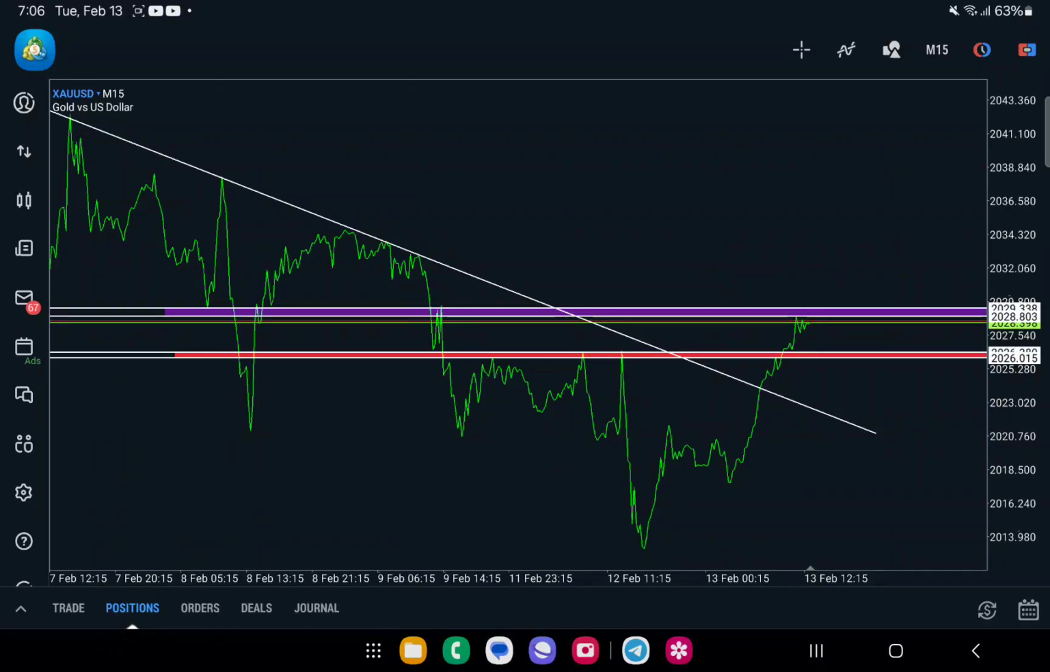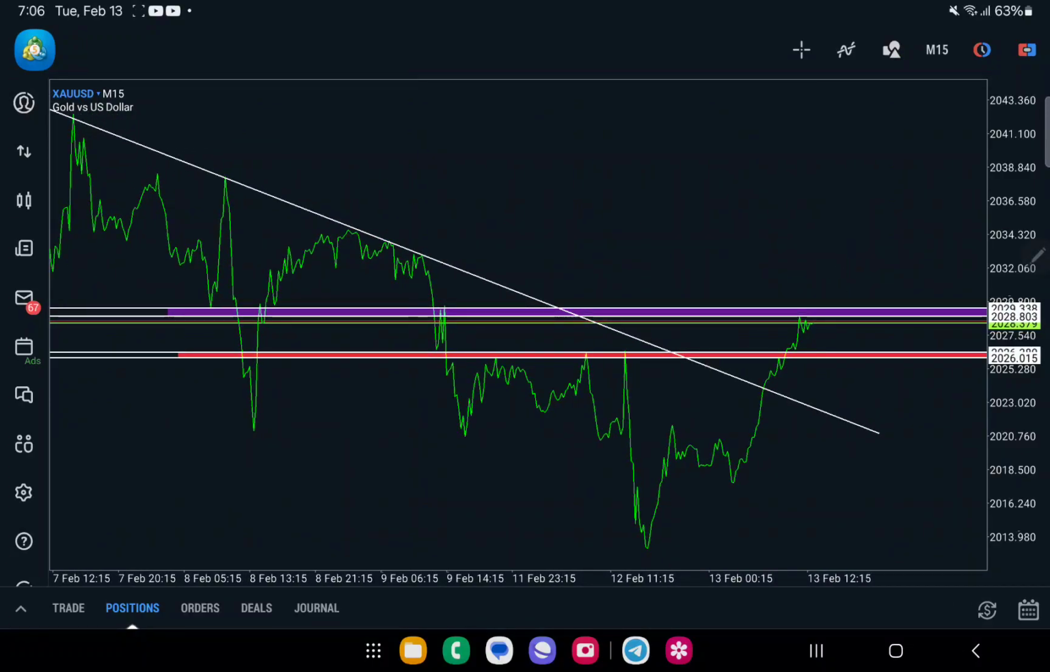So most of the news we trade buy stop and sell stop, and this is the most powerful strategy during the news time. Okay, so let's check how we can place buy stop and sell stop trades.